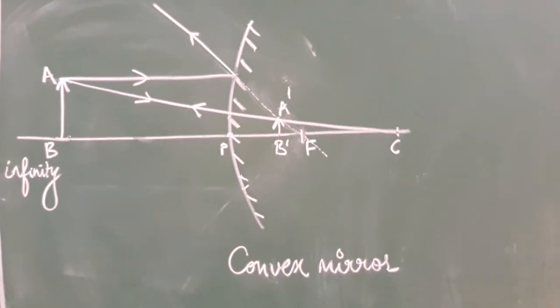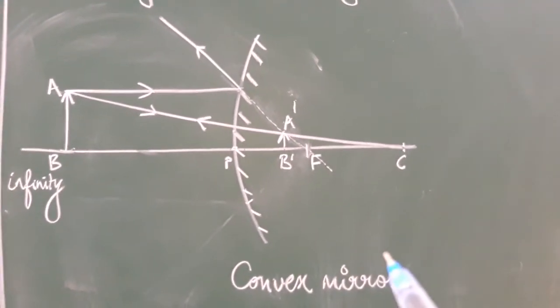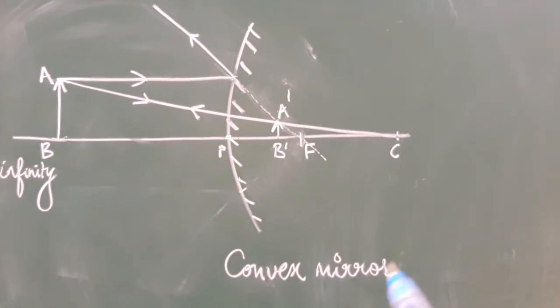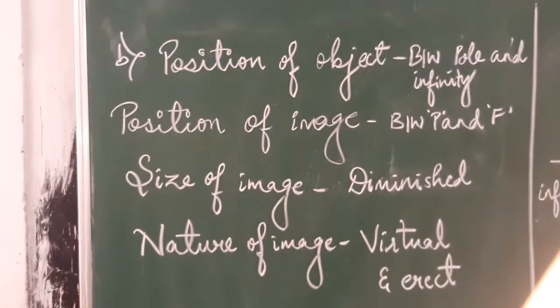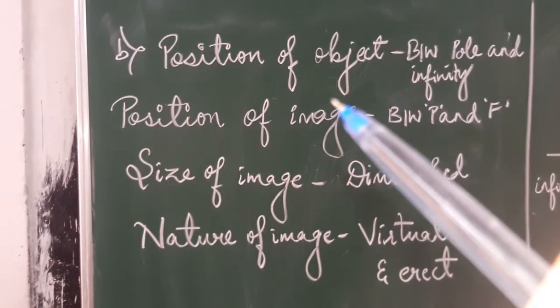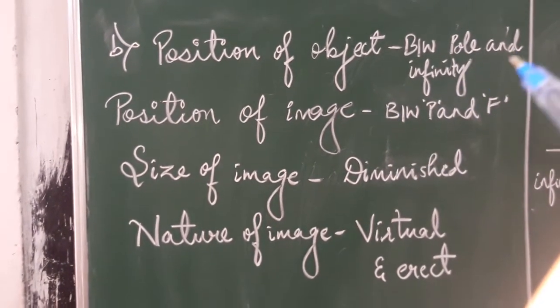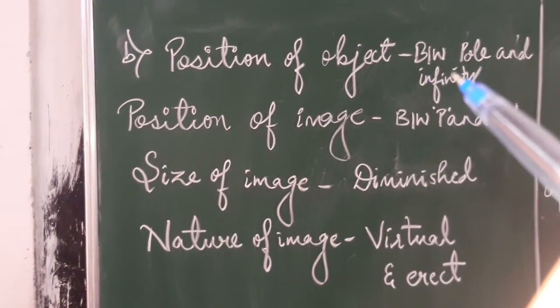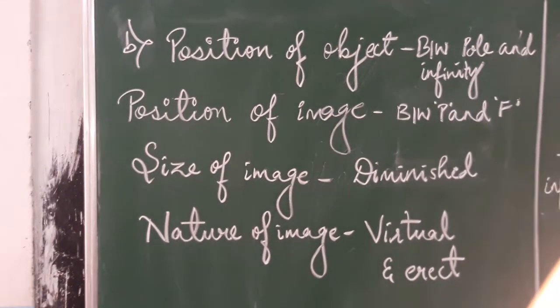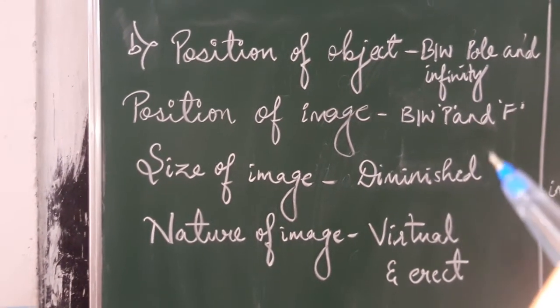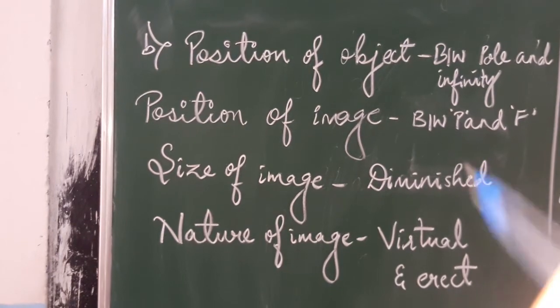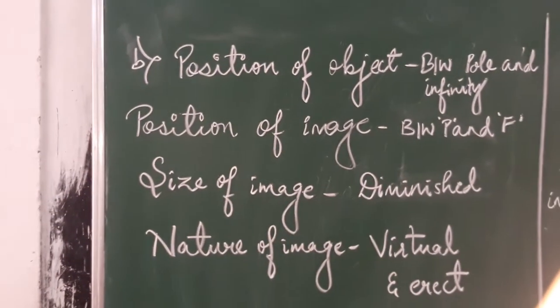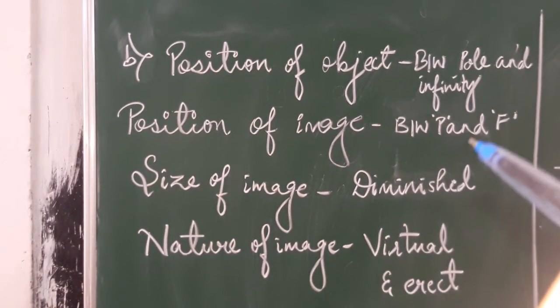Okay, now come to its position, size and nature. Position of object. Object is placed between pole and infinity. Object को कहाँ रखा है, pole और infinity के बीच में. Position of image. Image is formed between pole and focus.